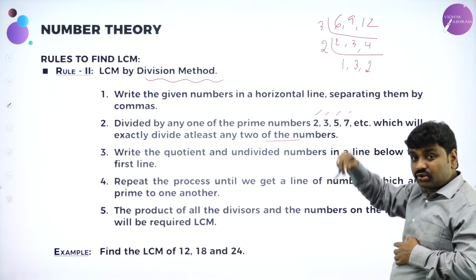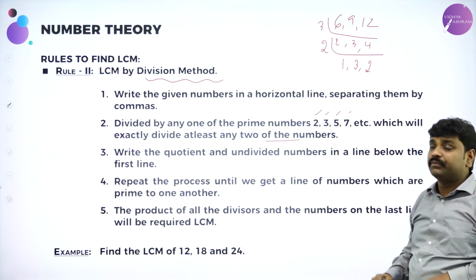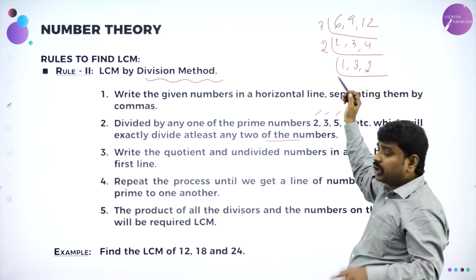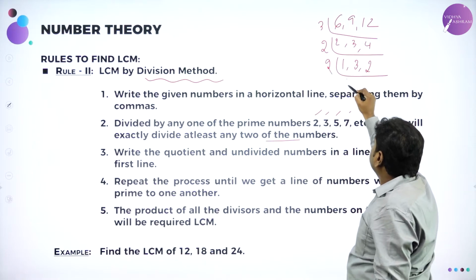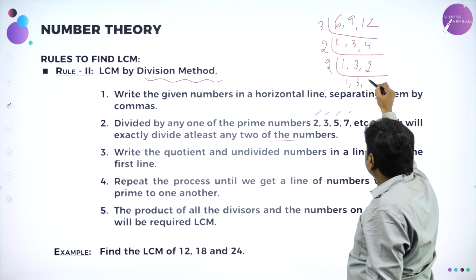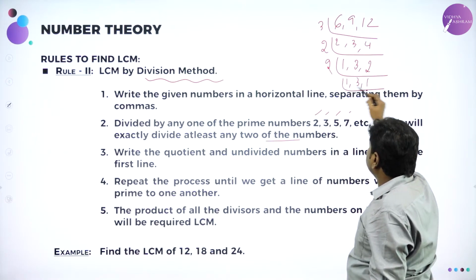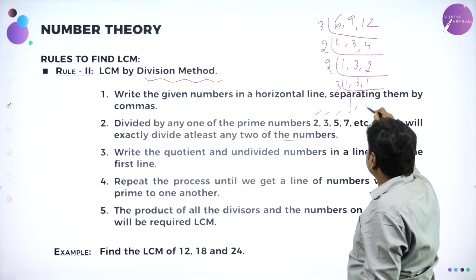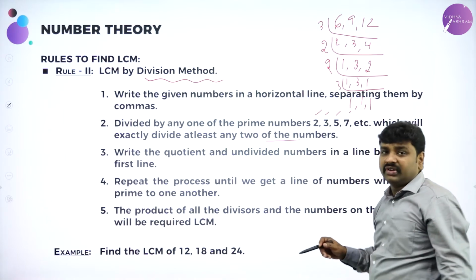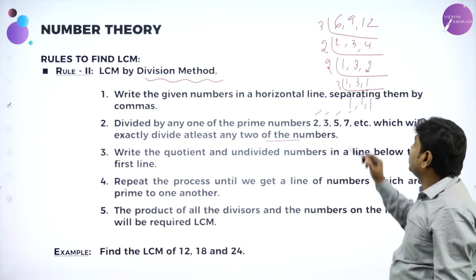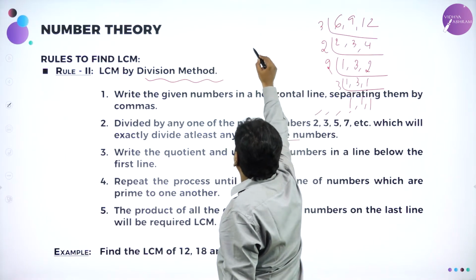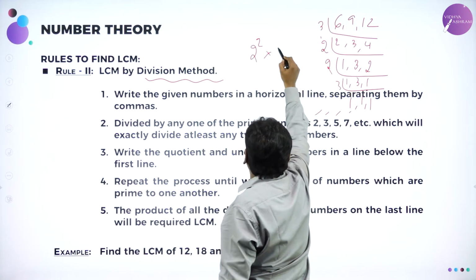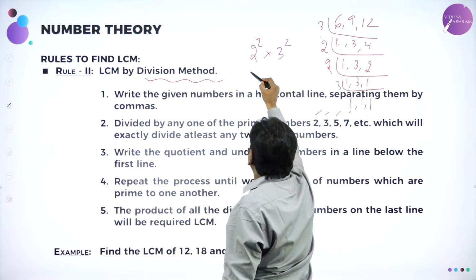Continue the process until you get 1, 1, 1. Now all 3 numbers do not have any common factor. I will go with 2: 2 1s are 2, 1 and 3 carried as it is. Then 3 is divisible by 3, carry 1 as it is, 3 1s are, 3 1s are. Continue until you get 1, 1, 1. Then you write the factors: 2 times 2 times 3 times 3, that is 2 square into 3 square. Now this is the LCM.